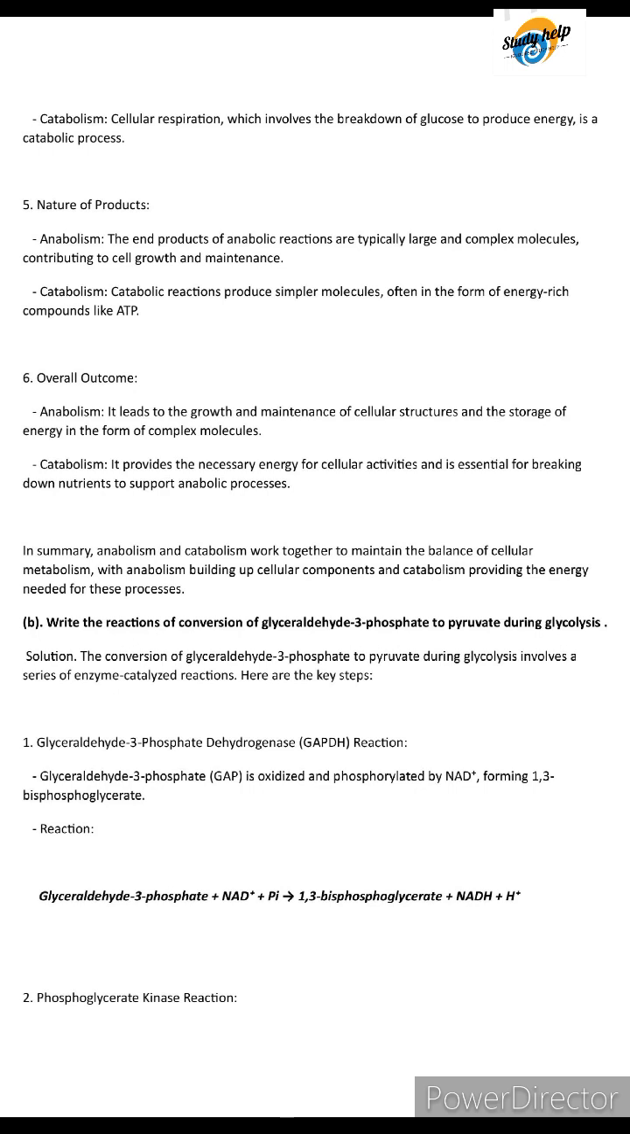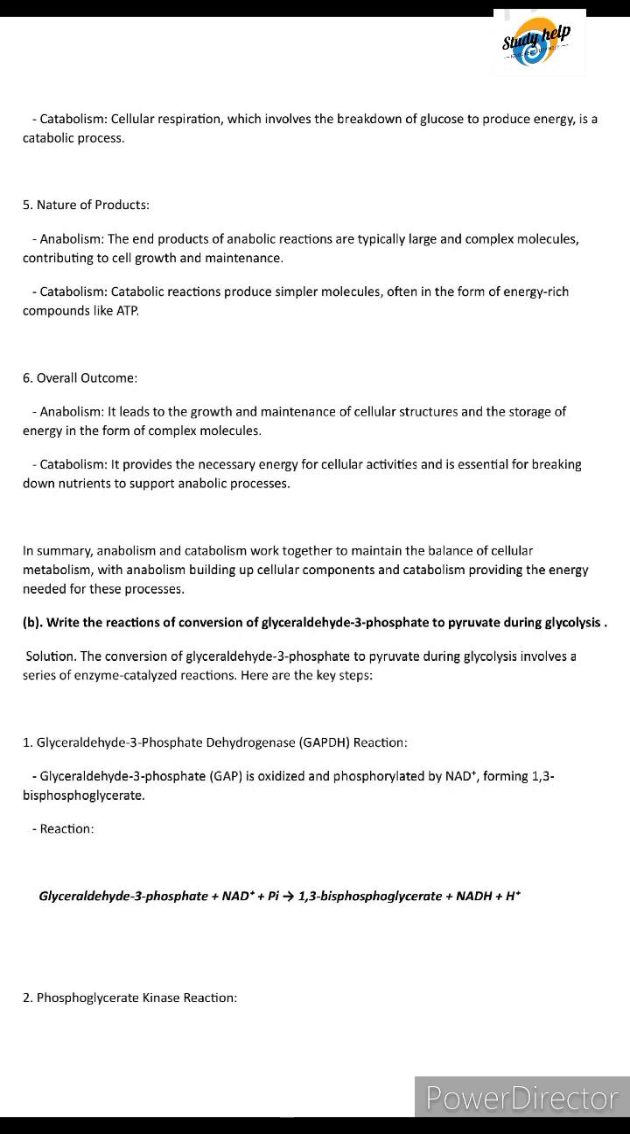B. Write the reactions of conversion of glyceraldehyde 3-phosphate to pyruvate during glycolysis. Solution. The conversion of glyceraldehyde 3-phosphate to pyruvate during glycolysis involves a series of enzyme-catalyzed reactions. Here are the key steps. 1. Glyceraldehyde 3-phosphate dehydrogenase, GAPDH, reaction. Glyceraldehyde 3-phosphate, GAP, is oxidized and phosphorylated by NAD+, forming 1,3-bisphosphoglycerate. Reaction. Glyceraldehyde 3-phosphate plus NAD+ plus Pi gives 1,3-bisphosphoglycerate plus NADH plus H+.